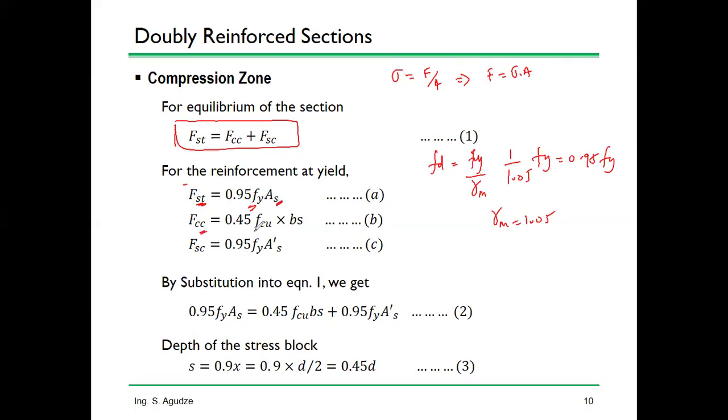And if you look at the concrete, I've already explained that the stress in the concrete is this one. And the area of the stress block, if you remember, is the B S, as I already explained. And then the force in concrete, still in compression, is the same force, except that the area now will be the area of compression. So substituting this into equation 1 will give us equation 2. And remember, the depth of the stress block is 0.9x, right? Which will give us 0.45 D. Good.